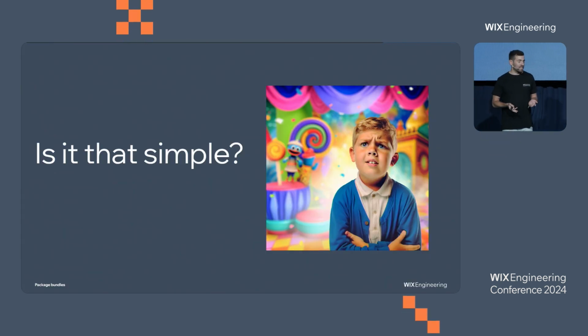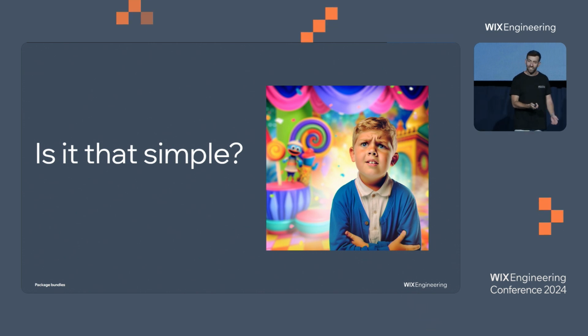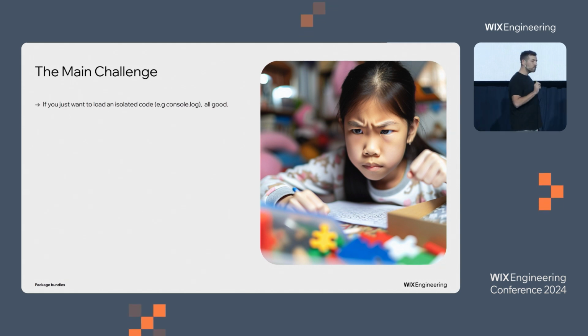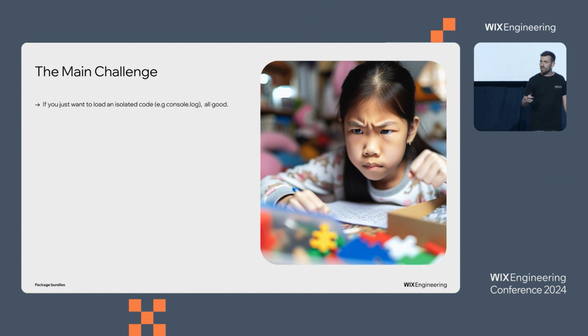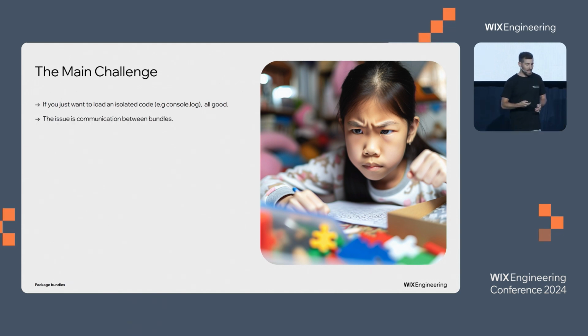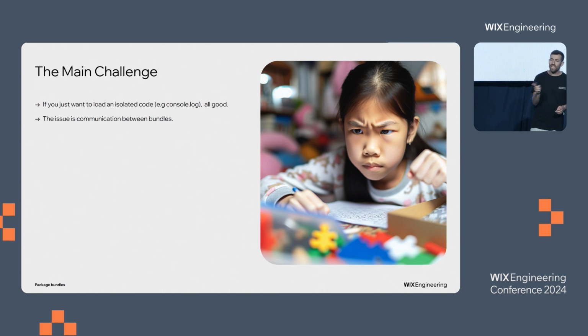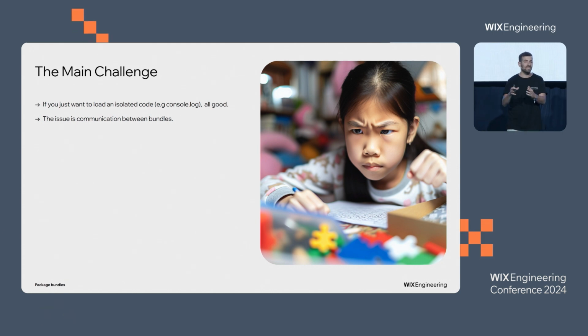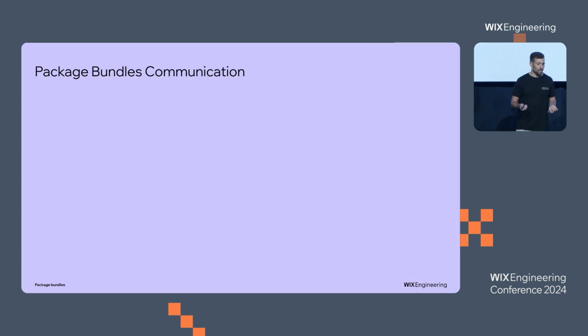So I believe some of you might ask, is it that simple? Why didn't you do it before? Why did you wait 10 years? I want you to understand the main challenge. If you just want to load isolated code, like console log, all good. It's pretty much like eval, just load the code. The issue is the communication between different bundles. Because as I explained before, when I want to require your code, I'm adding it to my bundle. But now our code is placed in different bundles, and we want to make this communication. So how do we do it?